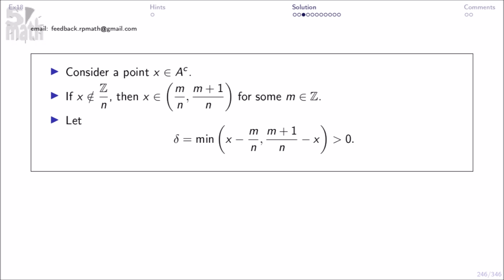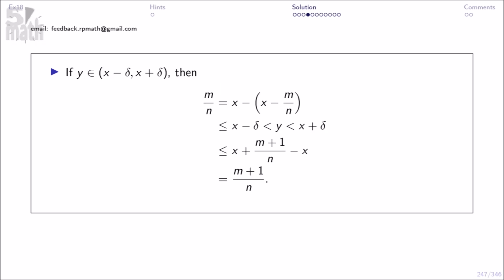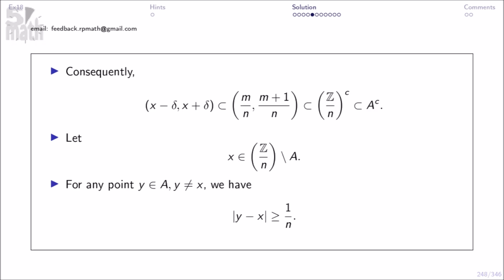If x is not in Z over n, then x is an element of the interval (m over n, m plus 1 over n) exclusive, for some m an element of the integers. Then delta equals the following. If y is an element of (x minus delta, x plus delta) exclusive, then we have the following. Consequently, let this; for any point y in A, y not equal to x, we have absolute value y minus x greater than or equal to 1 over n.